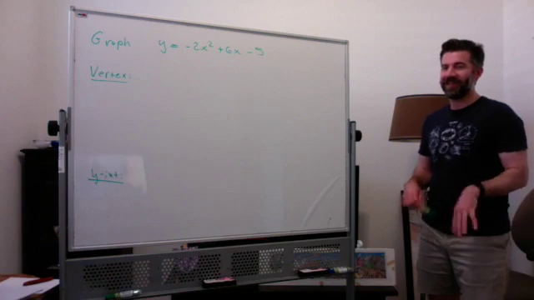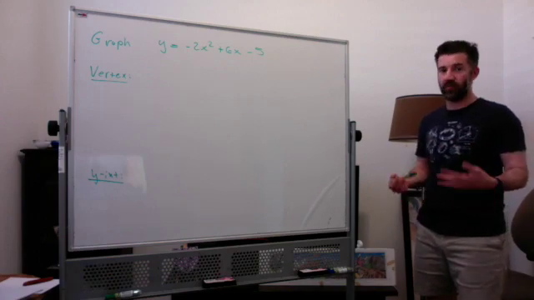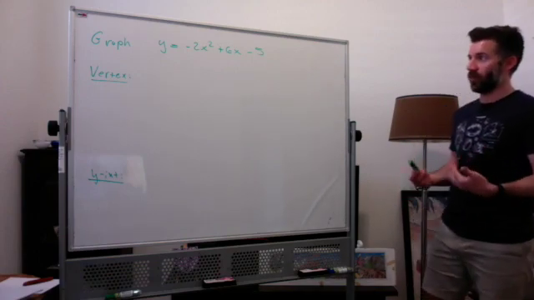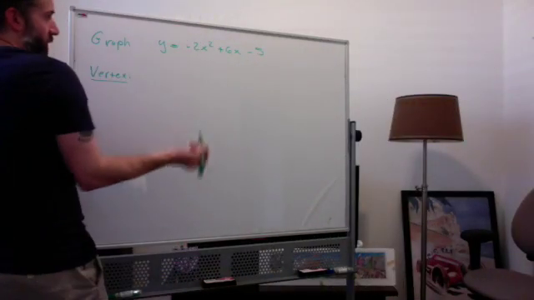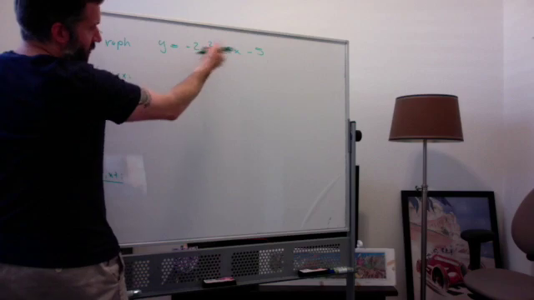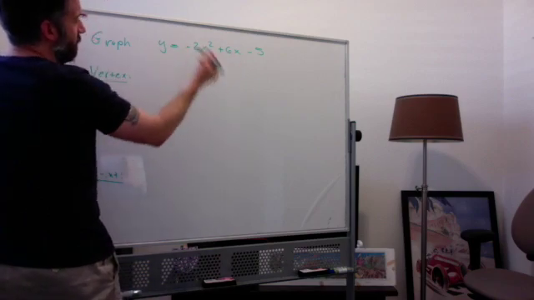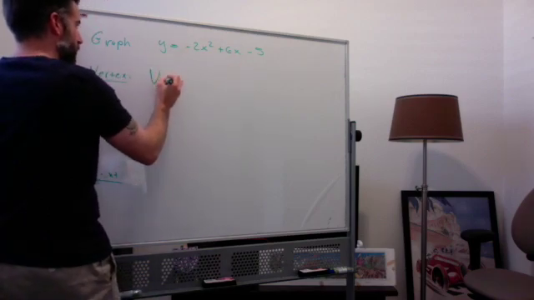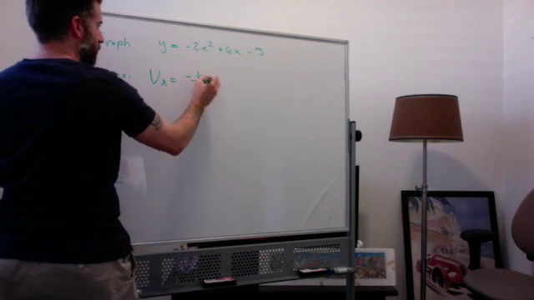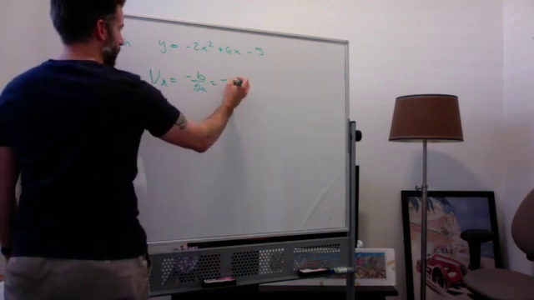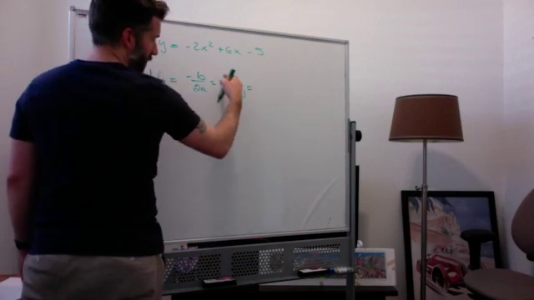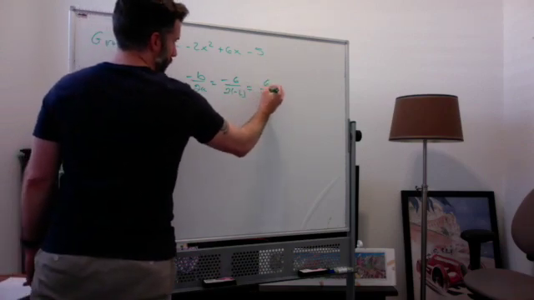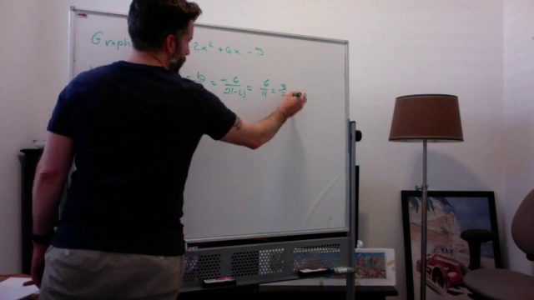Hi class, here is another example of graphing a parabola whose graph comes from a quadratic polynomial. So we're going to find the vertex. We're graphing y equals negative 2x squared plus 6x minus 5. Find the vertex. The x coordinate is negative b over 2a, which is negative 6 over 2 times negative 2, which is negative over negative, positive, so 6 over 4 reduces to 3 over 2.